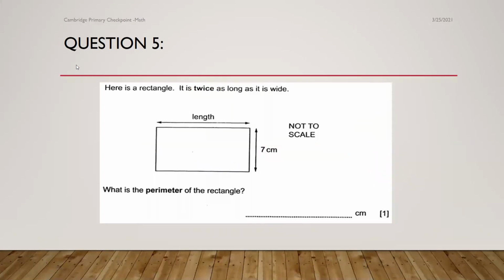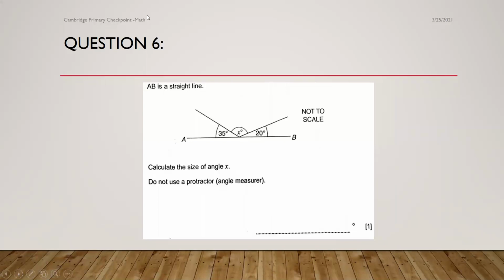That's our sixth question. This was our fifth question. Now we'll go to the sixth question, right? According to the sixth question, they have given AB is a straight line. Calculate the size of angle X. Do not use a protractor angle measure. That means we know, now they say AB is a straight line. We know the theory, angles on a straight line add up to 180 degrees. We know this angle is 35 degrees and this angle is 20 degrees. So we have to find this missing angle, that is X angle.